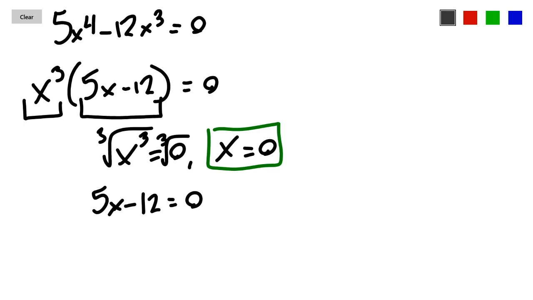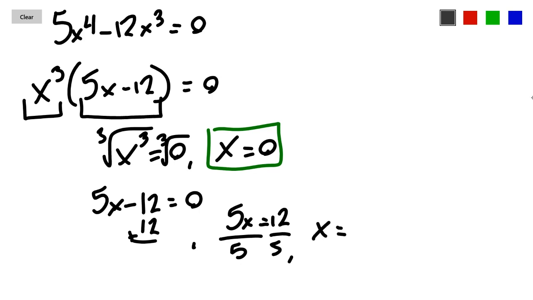As for the second one, it's just a linear equation, so I'm going to add 12 to both sides. I get 5x is equal to 12, divide by 5, and I have x is equal to 12 over 5.